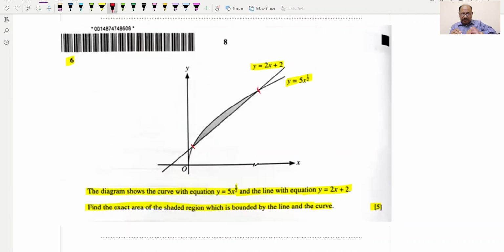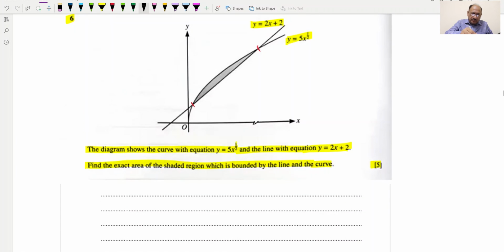So we will be interested in these 2 points first, and to find these 2 points, we will be equating these 2 equations. When we equate these 2 equations, I will be writing here: 5x raised to the power 1 by 2 is equal to 2x plus 2. This is what we will be solving, and we can rewrite this equation as 2x minus 5x raised to the power 1 by 2 plus 2 is equal to 0.